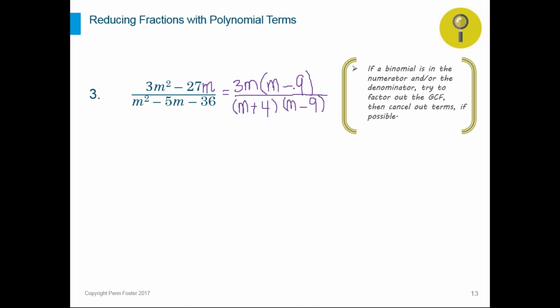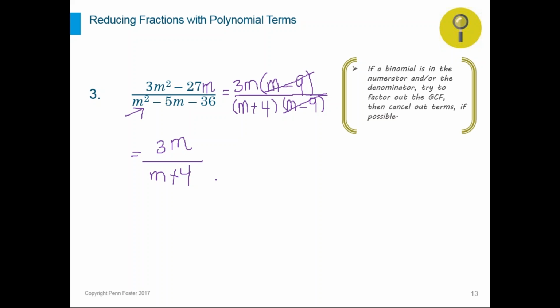Now try to see anything common. M minus 9 and m minus 9 will just cancel out. Your answer is 3m over m plus 4. That's the reduced form. What are the illegal values?